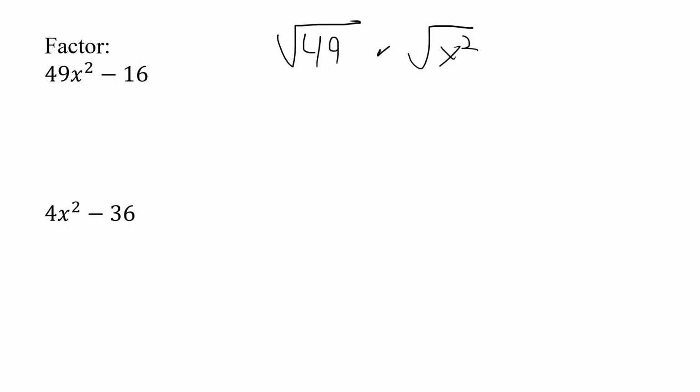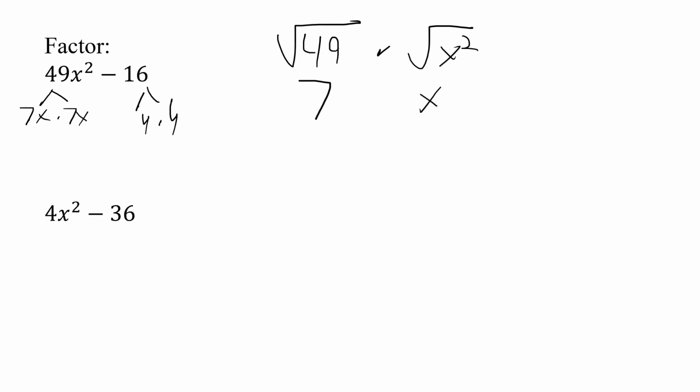What's the square root of 49? We should remember that from earlier, 7. And then the square root of x squared, x. So we put it back together and we get that 49x squared is 7x times 7x. What about 16? Well, 16 is just 4 times 4.